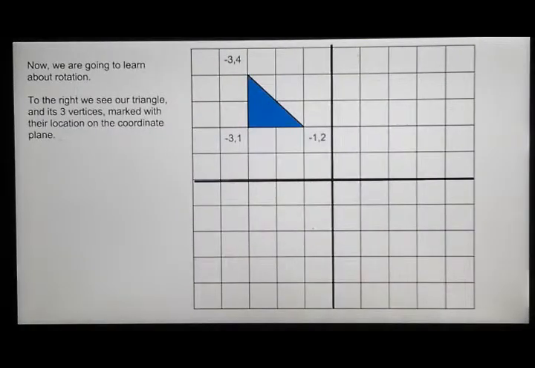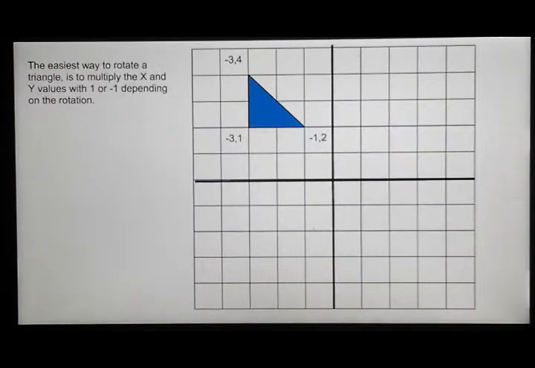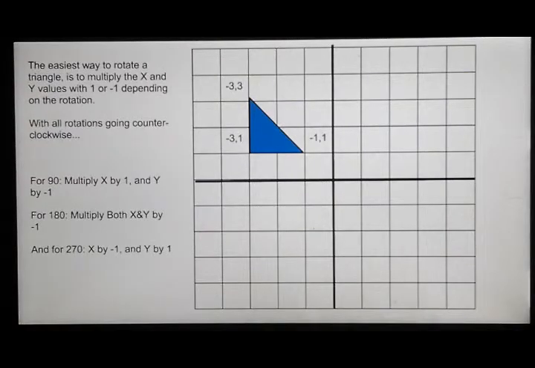We are going to learn about rotation. To the right, we see our triangle and its three vertices, marked with their location on the coordinate plane. The easiest way to rotate a triangle is to multiply the x and y values by 1 or -1 depending on the rotation. If we have all rotations going counterclockwise, for 90 degrees, you multiply the x value by 1 and the y value by -1. For 180, you multiply both the x and y values by -1. And for 270, x by -1 and y by 1.